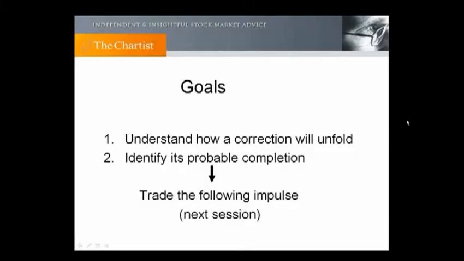And of course, obviously the one thing we want to do without fail is trade that impulse higher. So tonight our goals are to look at corrections, understand how they will unfold. We're going to be looking at 4 different kinds of corrections. We want to try and identify its probable completion.